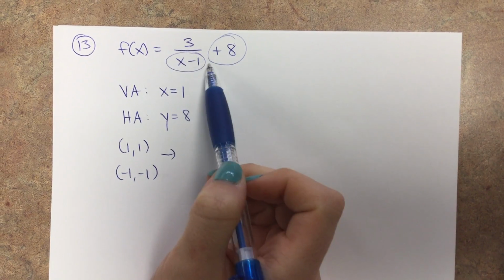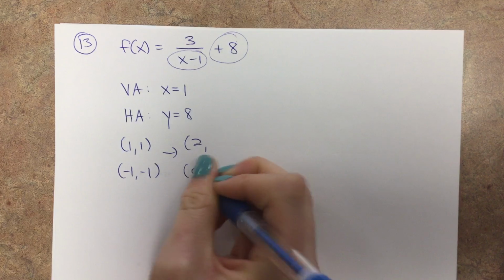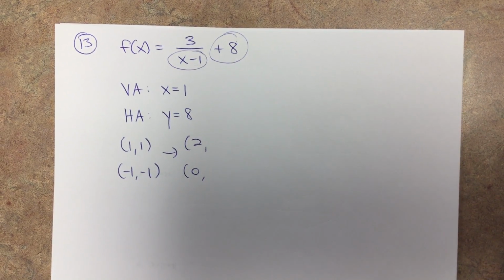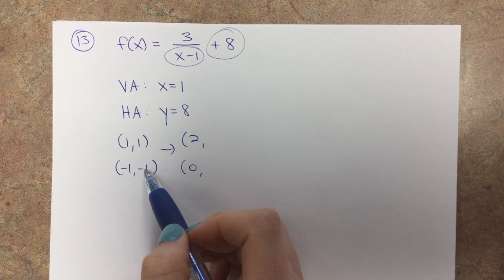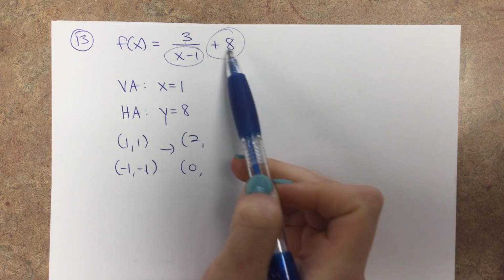If I see x minus 1, that means I add 1 to my x values. So this becomes 2. This becomes 0. And then my y goes through 2 transformations. What's the first thing that happens to these y values? Multiply by 3. And then? Add 8. Add 8. Good.